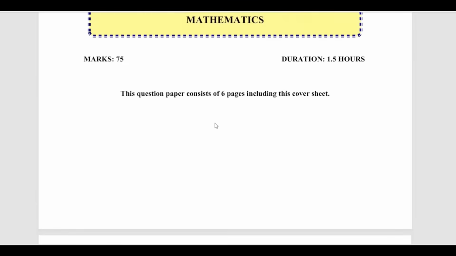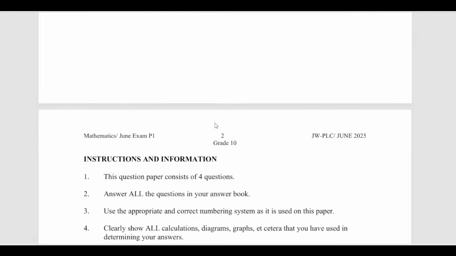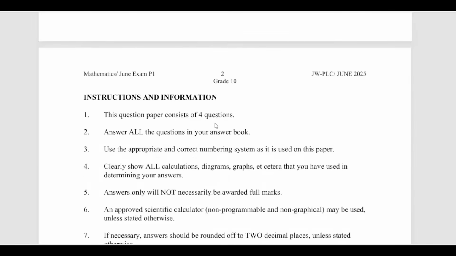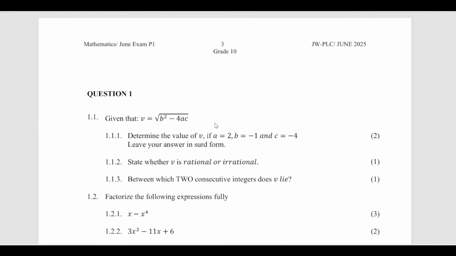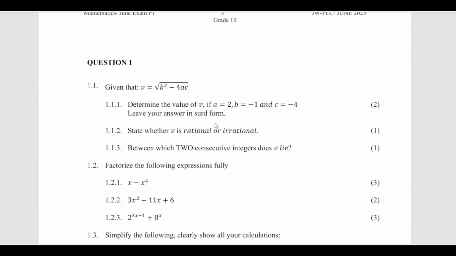So the paper is 75 marks, and it has a total of 4 questions in which all the questions need to be answered. All right, so question number 1, they are telling us that given that V is the square root of B squared minus 4AC, they want us to get the value of V if A is 2, B is -1, and C is -4. Leave your answer in surd form.